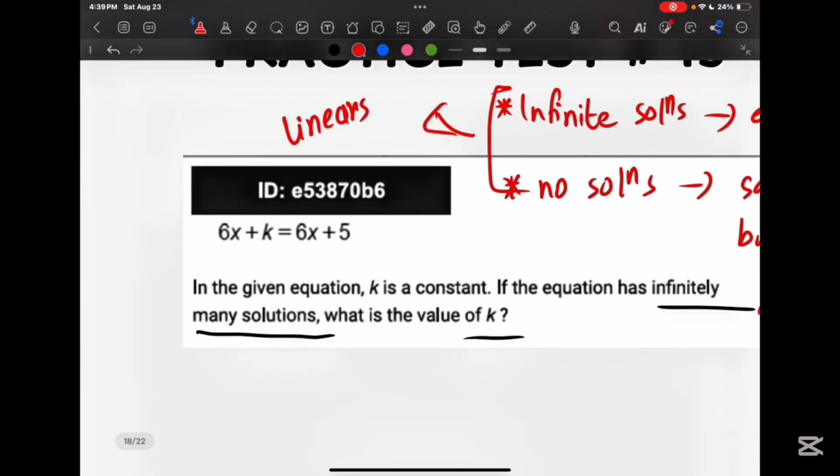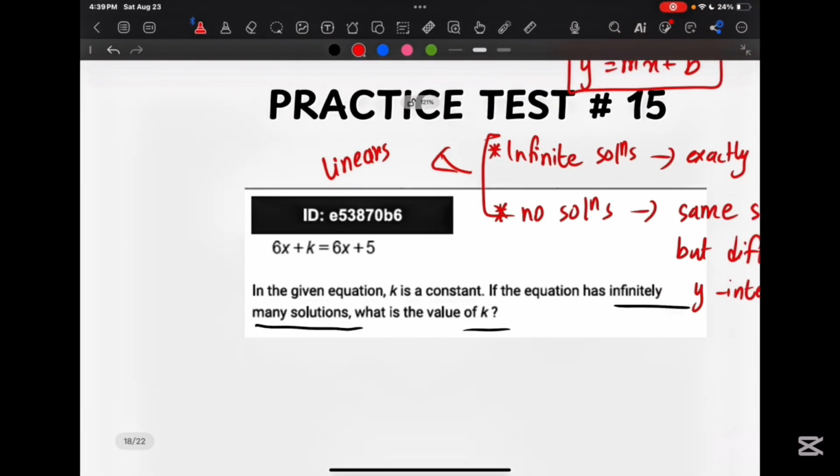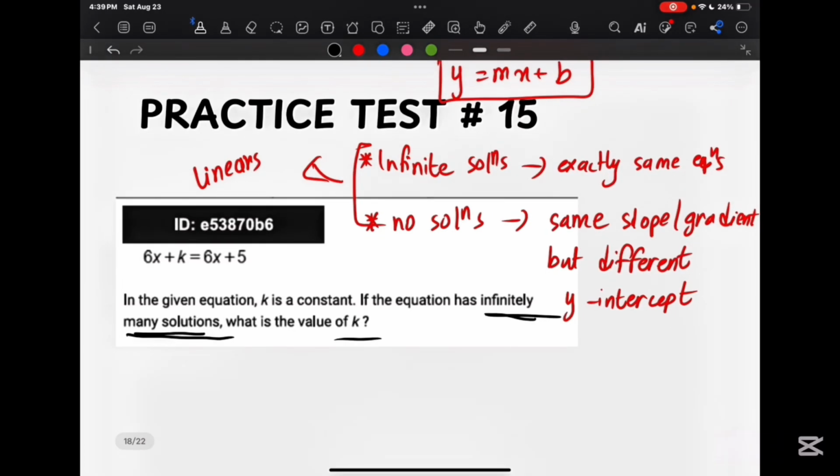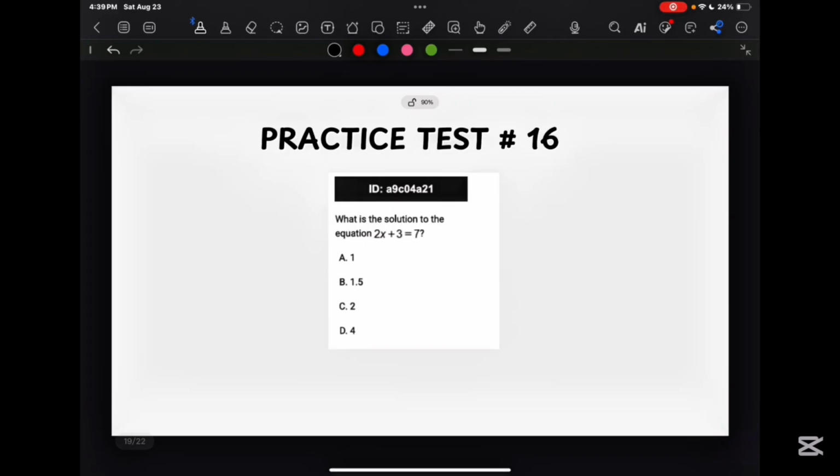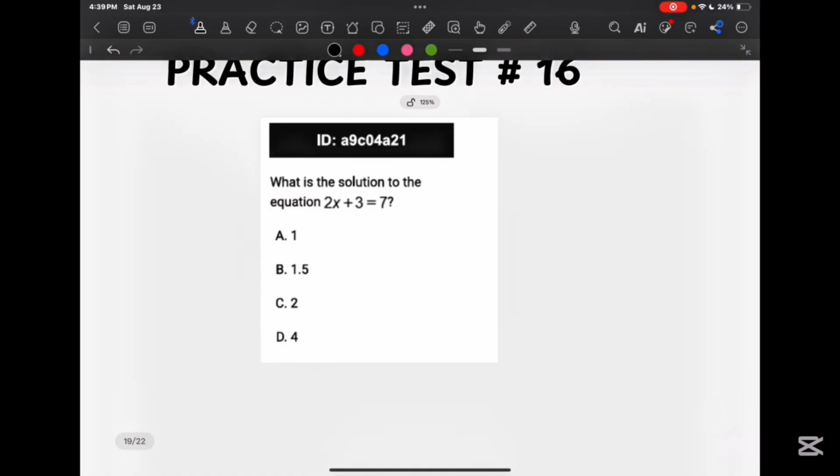So now coming back to our question, they are saying that they have infinitely many solutions, which basically means that they have exactly the same equations. So 6x plus k equals 6x plus 5. In that case, k has to be 5. So k equals 5. Now, what is the solution to the equation 2x plus 3 equals 7? So we are asked to find the solution, basically the value of x. So x equals (7 minus 3) divided by 2, which is 4 by 2. We're going to get 2. So the answer is C.